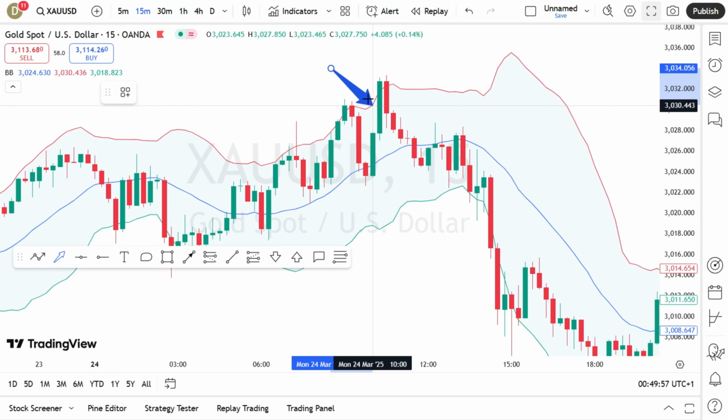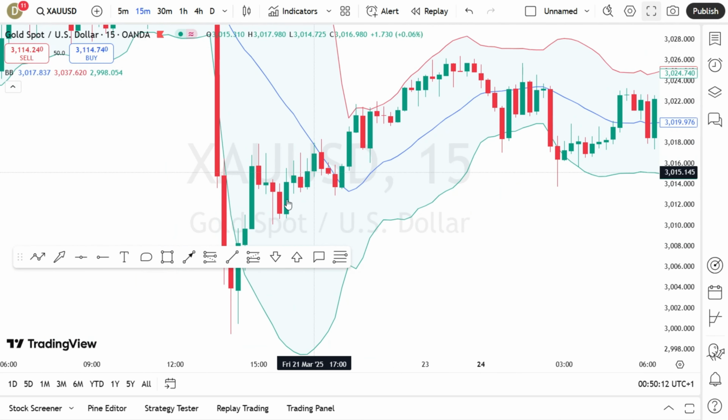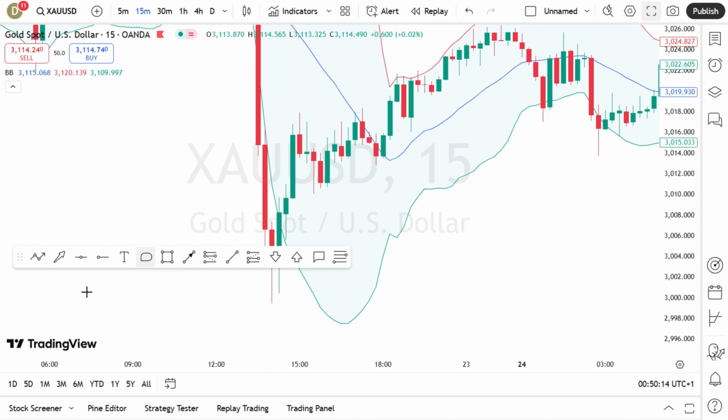At this point, when the band expands, it means there's high volatility. So when price touches the upper band over here, price is giving you a signal for a sell. The same way, when price touches the lower band over here, it means price is giving you a signal for a buy. Your TP1 will be the middle band.